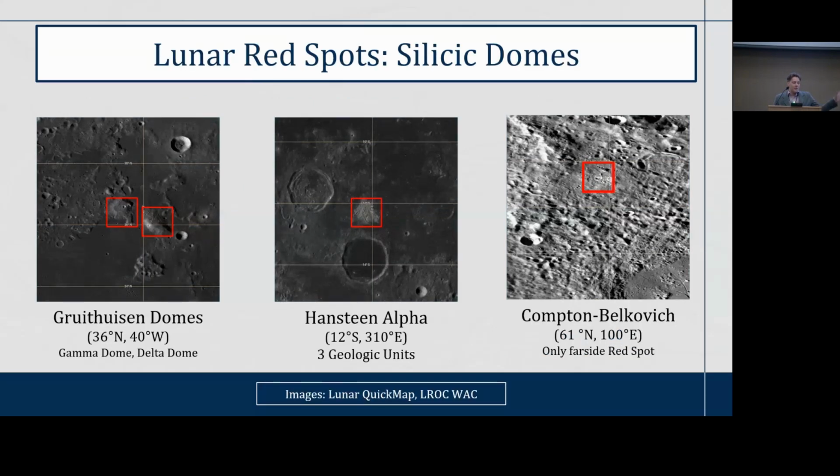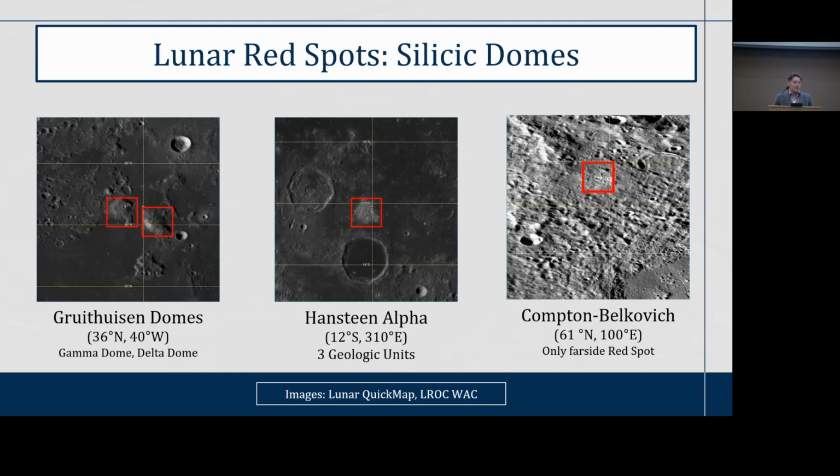From that large list of red spots, I focus on the silicic domes. Of interest to Lunar Vice in particular are the Griffith domes, the Gamma Dome and the Delta Dome. These two areas are proposed to be highly silicic volcanic features. Then Hansteen Alpha is an isolated silicic dome. It's a little bit flatter than the Griffith domes. It is comprised of 3 distinct geologic units, so it likely went through multiple stages of evolution.